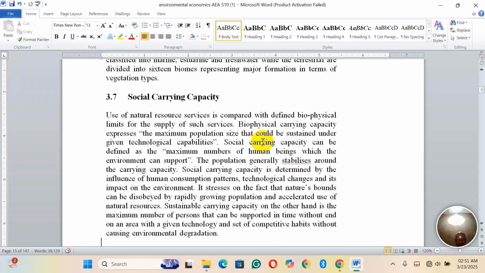So sustainable carrying capacity, on the other hand, is the maximum number of persons that can be supported in time without end on Earth, with a given technology and set of consumption habits, without causing environmental degradation.